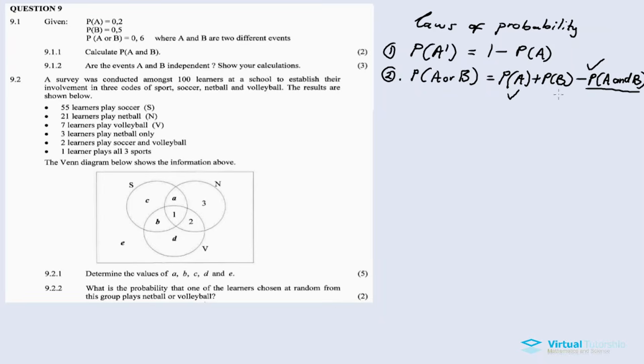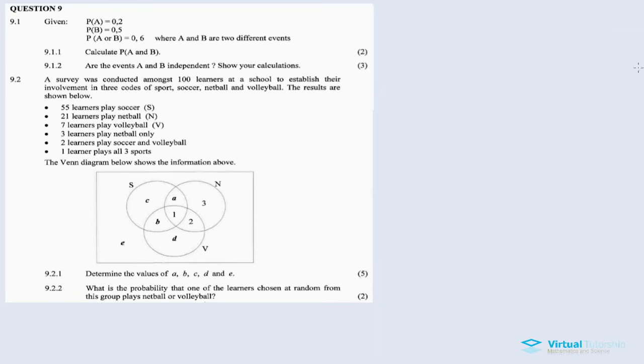I'm given A, I'm given B, I'm given A or bani or B. So sebenzisa number 2 to calculate probability of A and B. Right now, 9.1.1 sifuna probability of A and B. So sebenzisa law number 2. So it's the probability of A or B is equal to the probability of A plus the probability of B minus the probability of A and B.